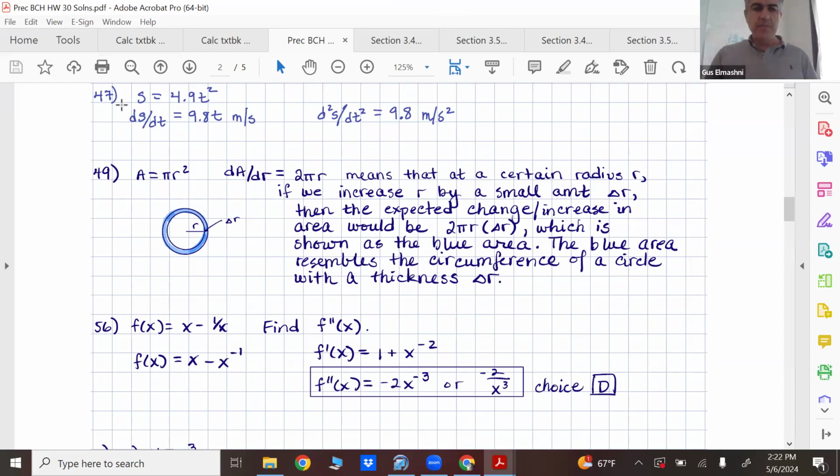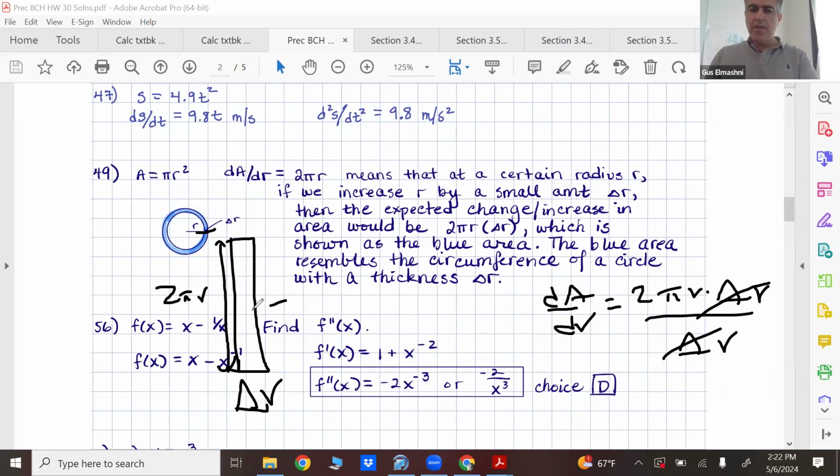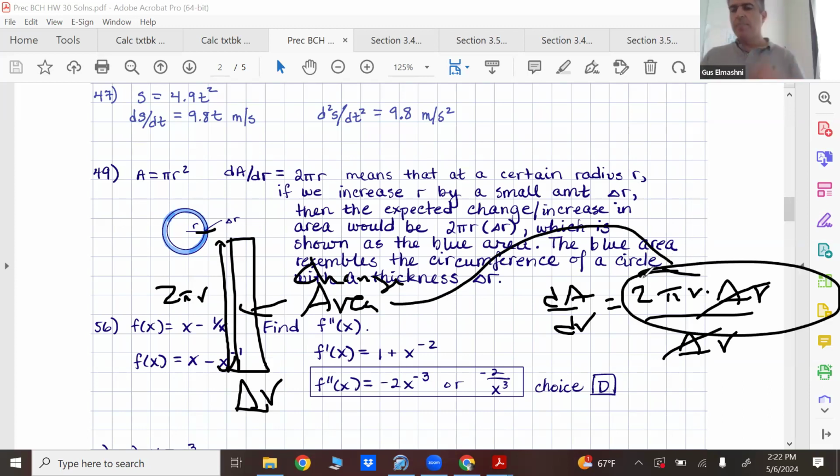When you do this, the change in area is 2 pi r times delta r, and the change in r is delta r as well. Those cancel, and that's why you get 2 pi r. But again, it's like you took this and expanded it like this. Well, that's 2 pi r this way, and that's delta r this way. So the change in area is all that right there. Okay, that's why. Yeah, that makes sense.